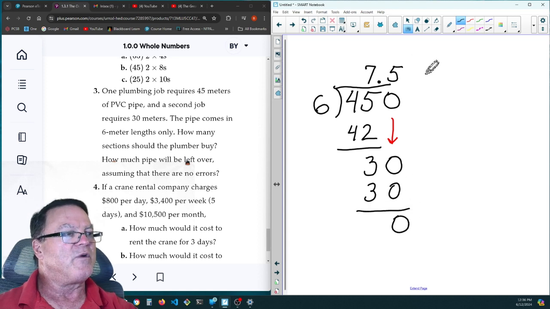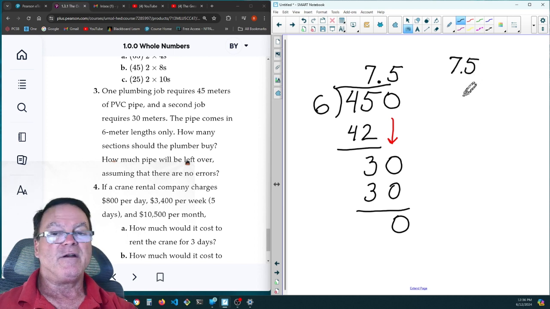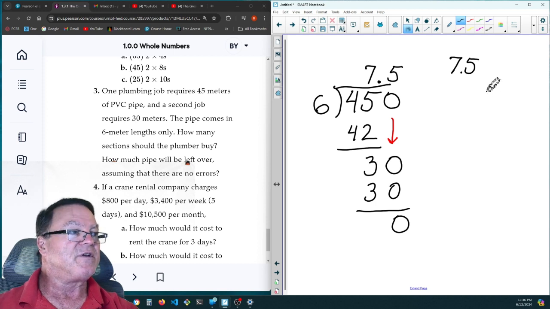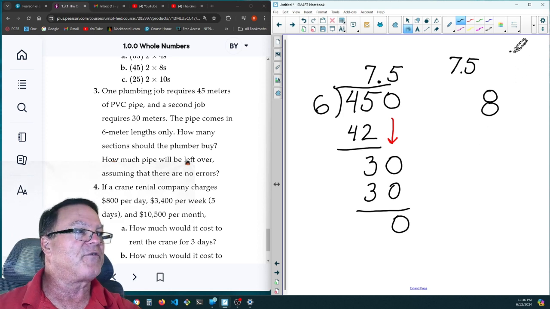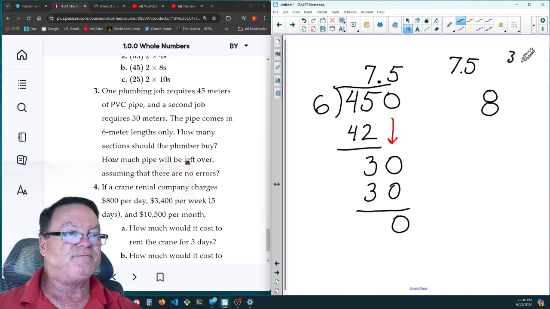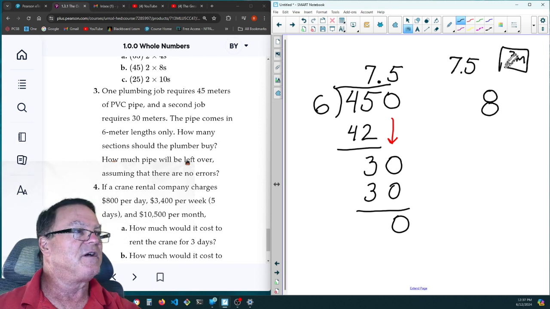So for the first job, we need 7.5 pieces of PVC pipe. You're not allowed to buy a half of a PVC pipe. So he's going to have to buy 8 pieces for the first job. And we're going to have half of that, 3 meters left. They were saying that they're measured in meters, so we're going to have 3 meters left over.